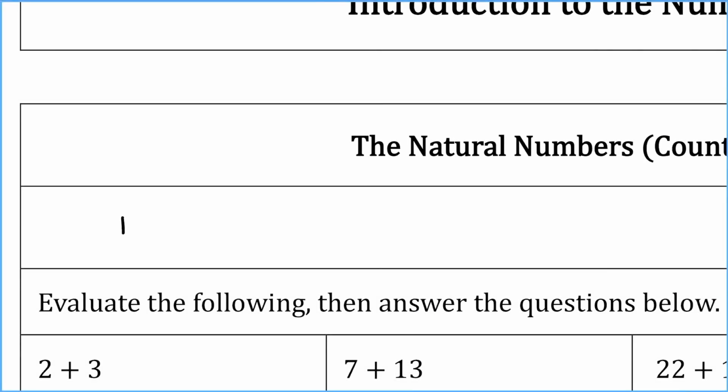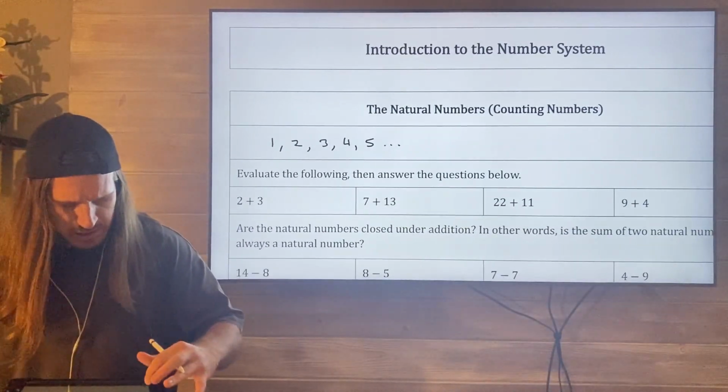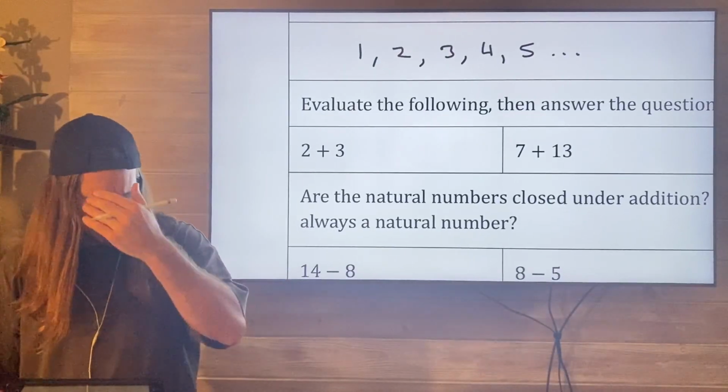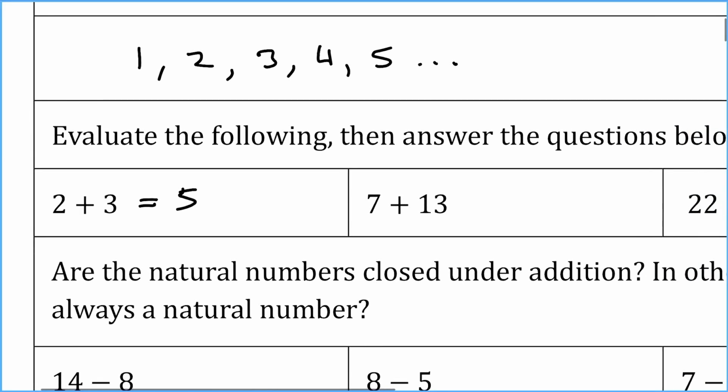This is just 1, 2, 3, 4, 5, and so on, right? 6, 7, 8, 9, 10. Those are the natural or counting numbers, and we're going to evaluate these and then answer the following questions. 2 plus 3, what is 2 plus 3? 2 plus 3 is 5. What is 7 plus 13? 7 plus 13, that is 20.